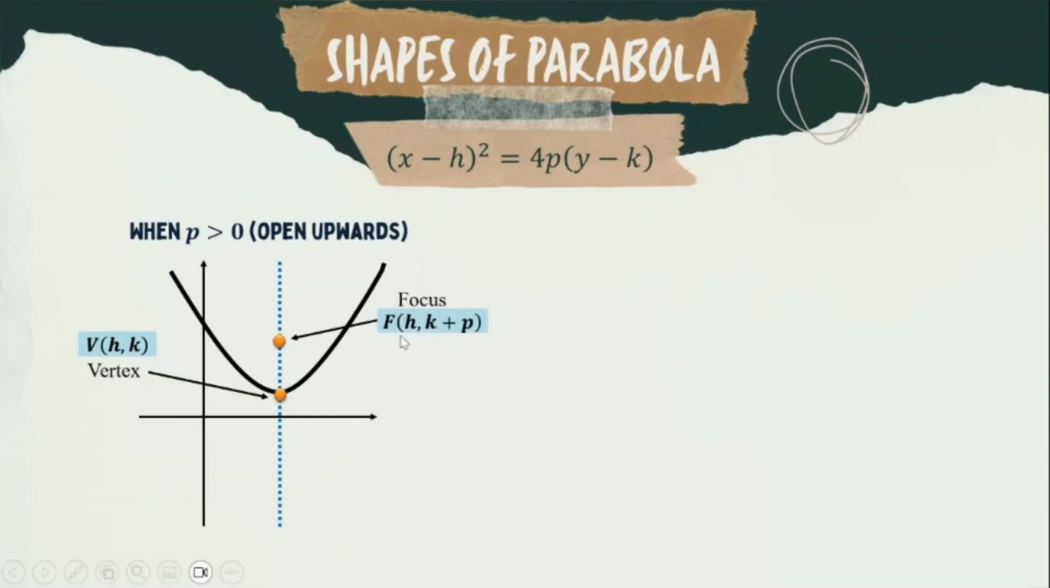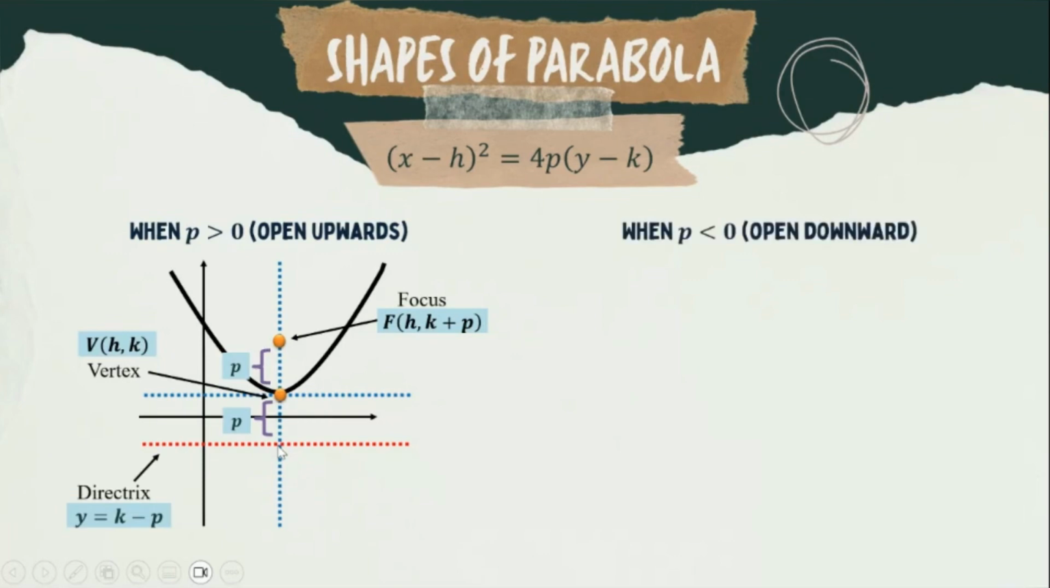Focus ini dia berada di dalam parabola. Okay, so jarak antara fokus kepada vertex kita adalah p, dan jarak antara vertex dengan directrix line adalah p. Okay, so jarak dia ni mesti samalah. Vertex kepada fokus adalah p dan fokus kepada directrix line pun adalah p. And untuk dapatkan equation of directrix lines ni adalah y equals to k minus p. So nanti saya akan tunjuk macam mana.